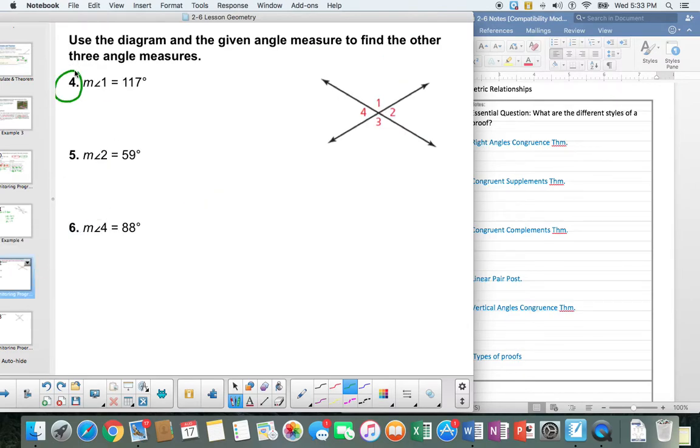Okay, we're only going to do one of these problems. Angle 1 is 117 degrees, and we know linear pair says that these are going to be supplementary, so this is going to be 63 degrees. Now, the vertical angles theorem says that we got vertical angles, they'll be congruent. Notice all the supplementary and all the congruence that's going on here.